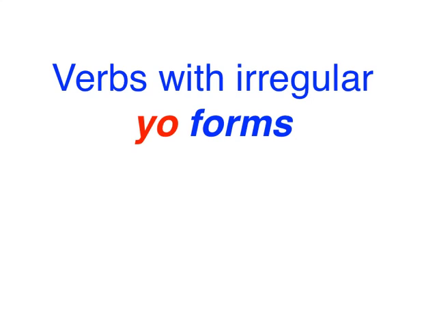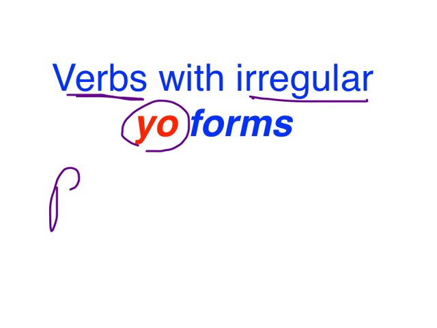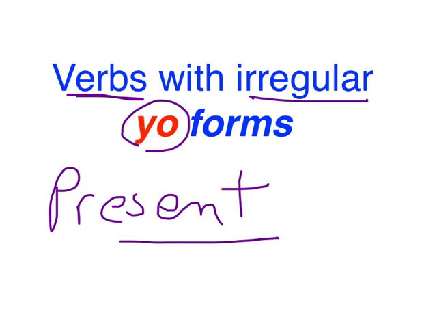Hola, clase. Well, now let's take a look at a group of verbs whose yo form is irregular in the present tense. This is all about the present. The yo form, irregulars in the present tense. It's real important to make sure you know these.